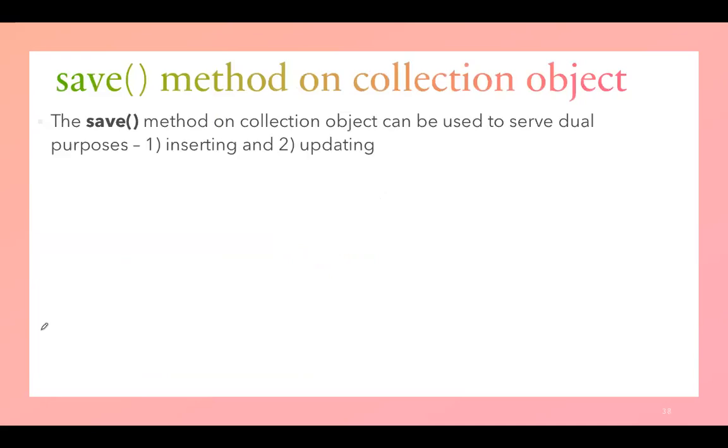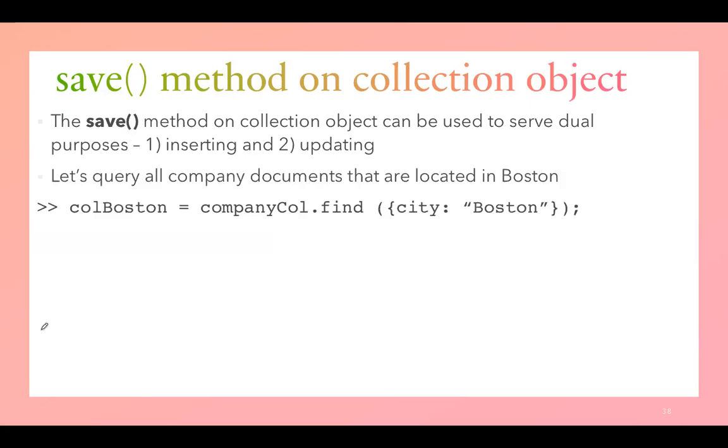I have a save method. I have 2 more slides. So one of the things you can do is you can use this save method on a collection object that can be used to serve dual purposes. You can do inserting and you can do updating, right?